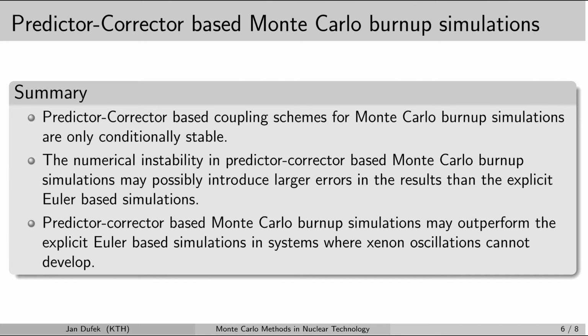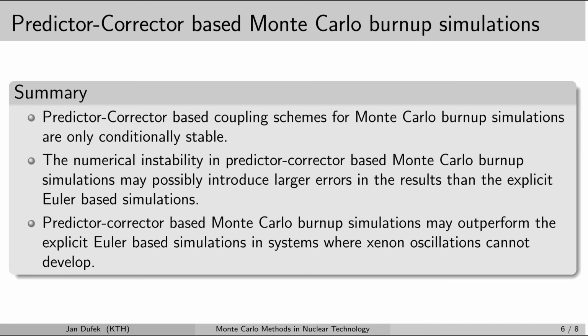However, it is usually not correct neutron flux, and because of this, the errors in the fuel depletion combine over the time steps. They are not being cancelled by each other as in the case of the explicit Euler coupling scheme. So the Monte Carlo burnup simulations which are based on the predictor-corrector method are very often much worse than the Monte Carlo burnup simulations which are based on the explicit Euler coupling scheme.